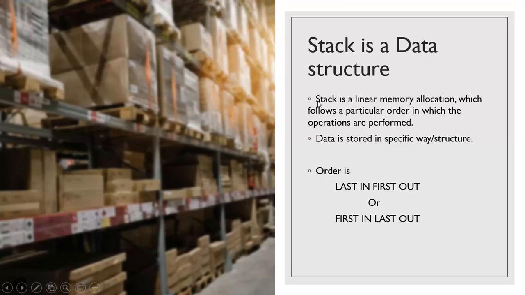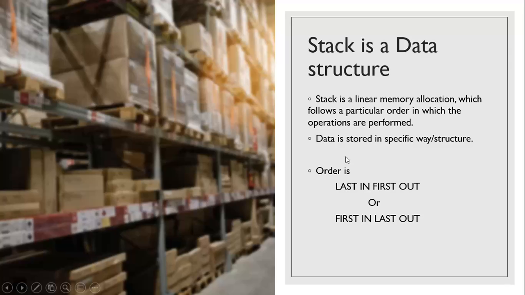In simple manner, we can say stack is a linear memory allocation. See, we are talking about allocation of memory in the primary memory of a computer. So stack is one type of way of allocating memory in primary memory. It follows a particular order while storing elements or values into the memory. Okay, so what is that order? The order is, you can see here, last in first out or first in last out.